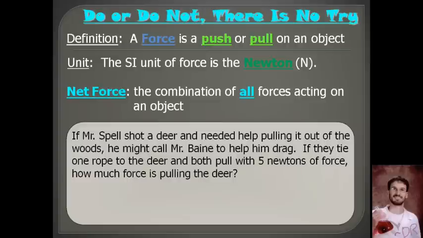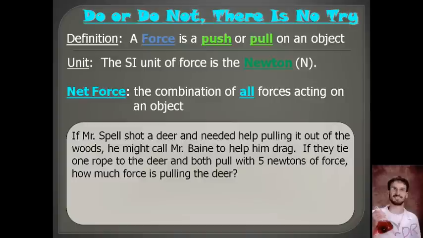So let's do a couple of questions here to make sure we're all on the same page. Let's say Mr. Spell shoots a deer, but it's huge. Well, all the deer that Mr. Spell shoots are huge. So he needs help pulling it out of the woods. He calls on Mr. Bain and says, Mr. Bain, got a big deer. How about we go pull it out of the woods? So they each tie one rope to the deer, and they each pull with 5 newtons of force. If this was happening, how much force would be pulling on the deer?